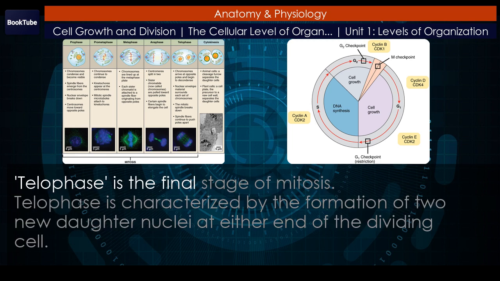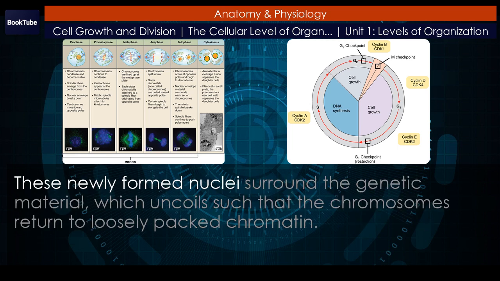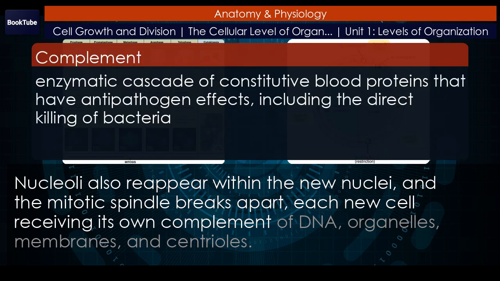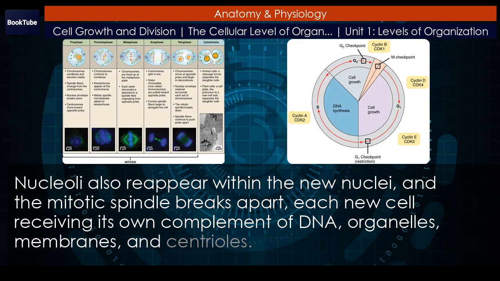Telophase is the final stage of mitosis. Telophase is characterized by the formation of two new daughter nuclei at either end of the dividing cell. These newly formed nuclei surround the genetic material, which uncoils such that the chromosomes return to loosely packed chromatin. Nucleoli also reappear within the new nuclei, and the meiotic spindle breaks apart, each new cell receiving its own complement of DNA, organelles, membranes, and centrioles.